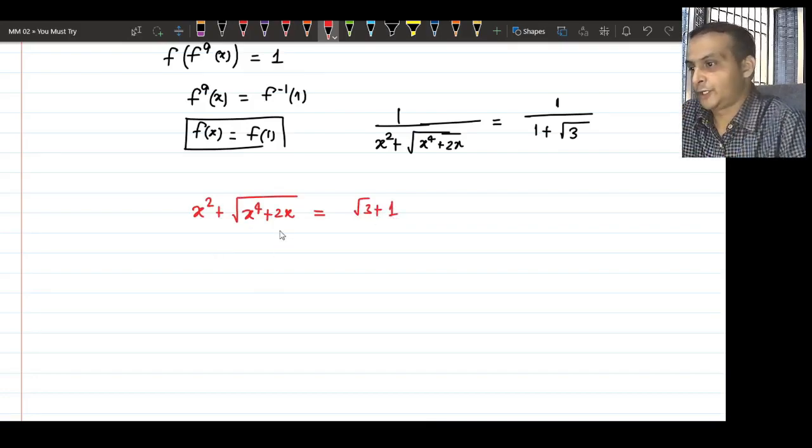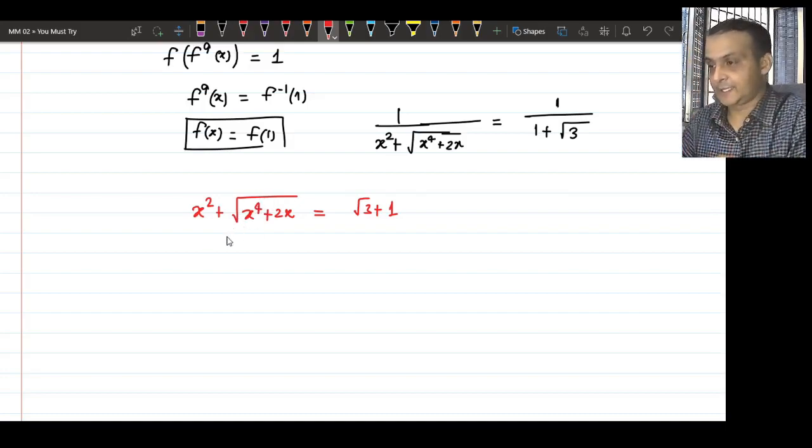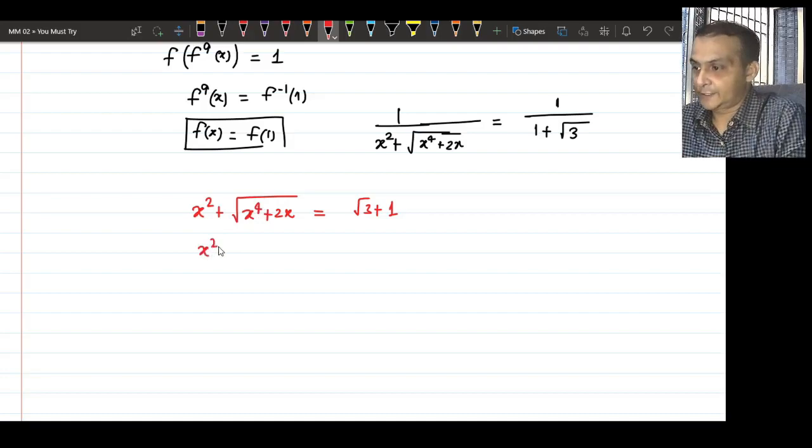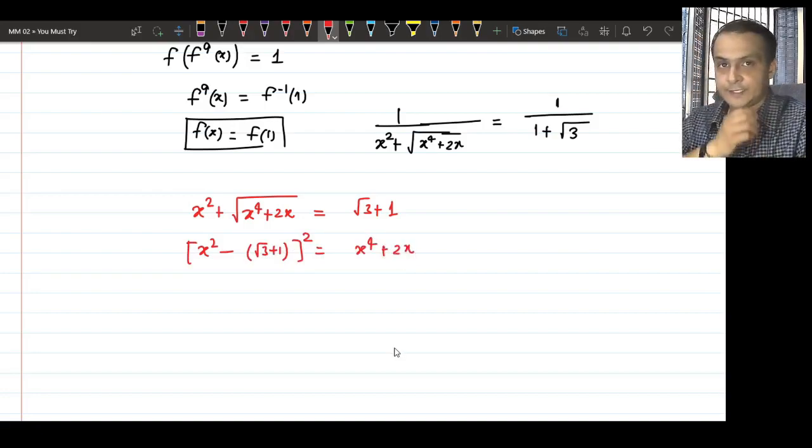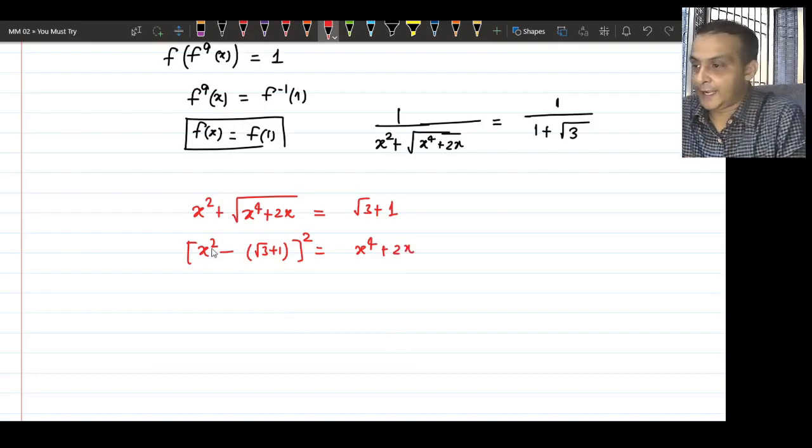And now I want to get rid of this square root, so I will just keep this on one side, and I can write x squared minus (root 3 plus 1) the whole square is equal to x to the power 4 plus 2x. Can I write like this? Yes, I can. And now we can just take the square of these two quantities.